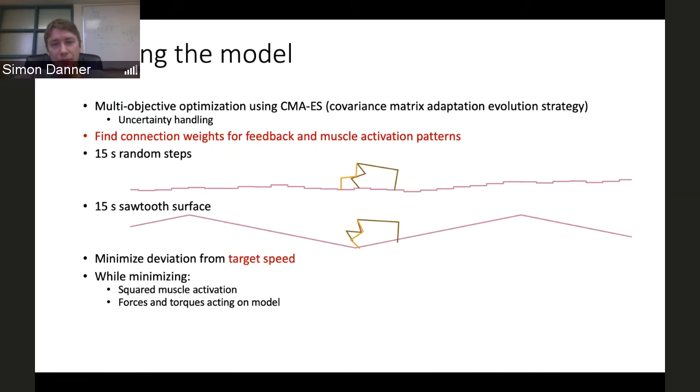So for each run of the optimization, we simulated 15 seconds of locomotion on a surface with randomized steps. The step size is randomized within a specific limit, but small steps that are always different for each run, and 15 seconds on a sawtooth surface where the slope increases and decreases alternatingly. And we minimize the deviation from a target speed while also minimizing the squared muscle activation and the forces and torques acting on the model.